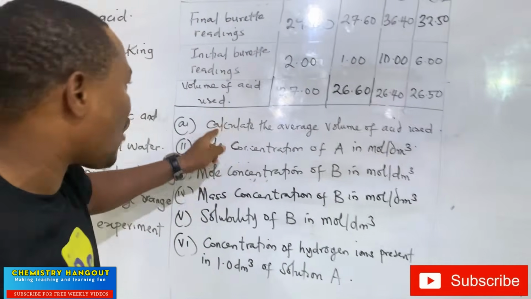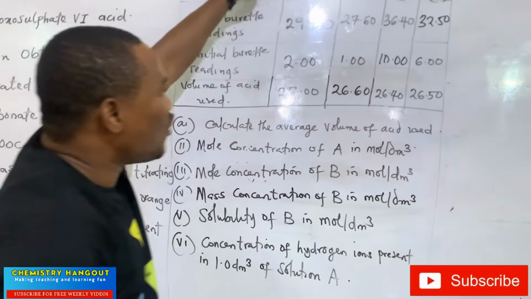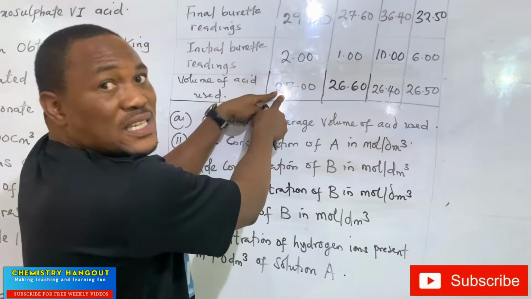Now the question says calculate the average volume of acid. Now look at this. Look at the rough, 27. Look at the first.